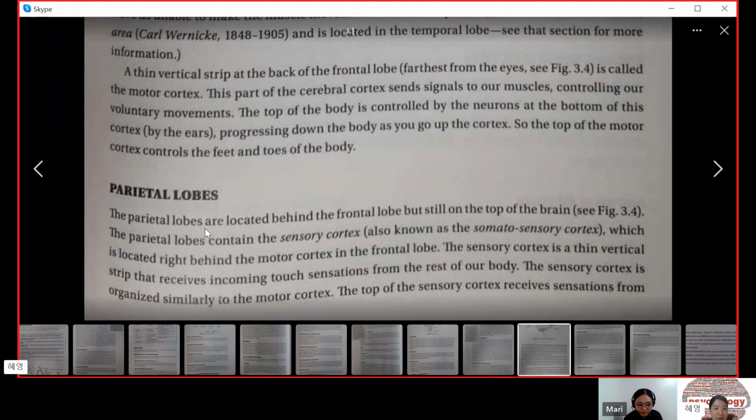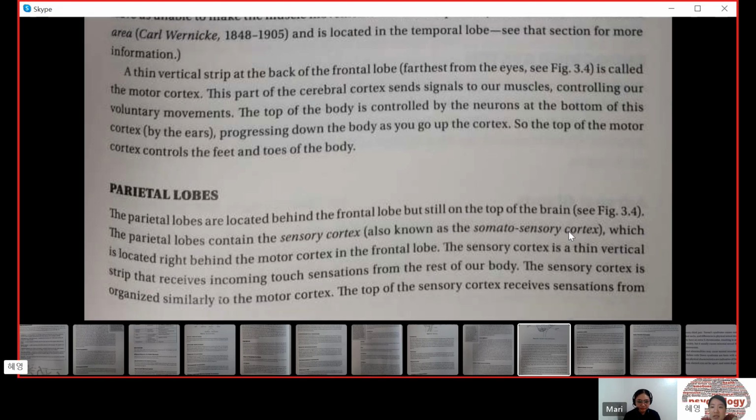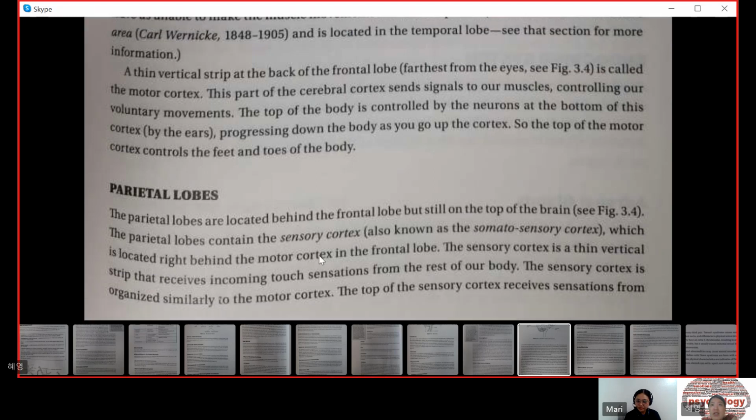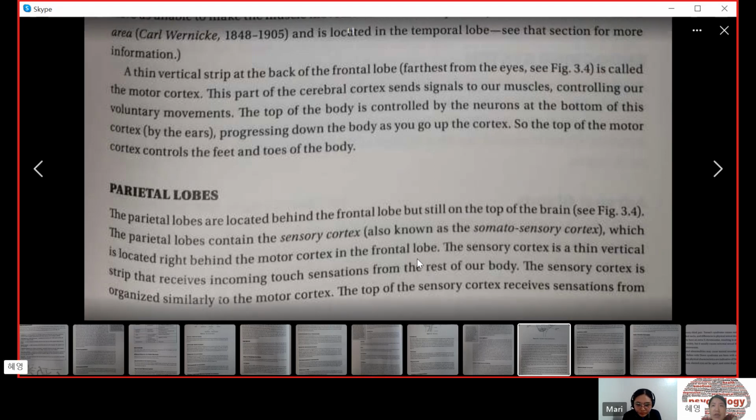The parietal lobes are located behind the frontal lobe, but still on the top of the brain. The parietal lobes contain the sensory cortex, somatosensory cortex, which is located right behind the motor cortex. Right behind the motor cortex in the frontal lobe.